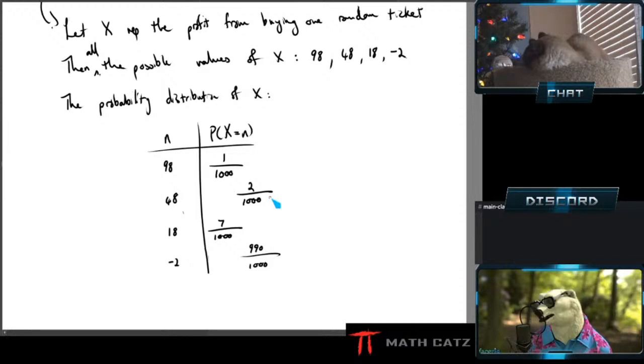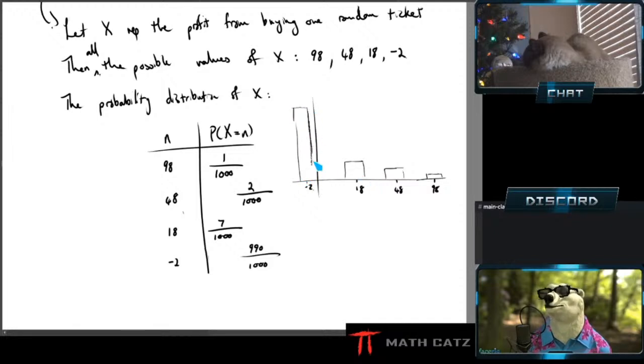Even if I graph it, I could do a very rough graph here, right? I'm going to have to put -2 over here, and then maybe 18 is over there, 48, and 98. So I have a very teeny tiny little bar for 98, and a slightly higher 48, and a slightly higher 18, and then boom, very likely in comparison, -2. Still doesn't quite capture something that I can quickly use to analyze this situation.